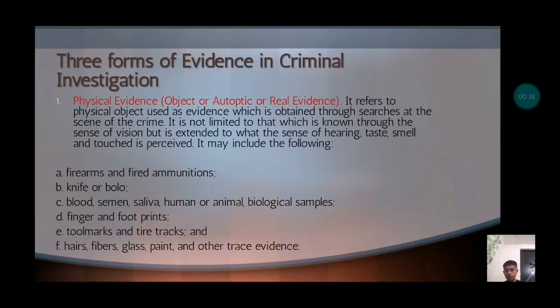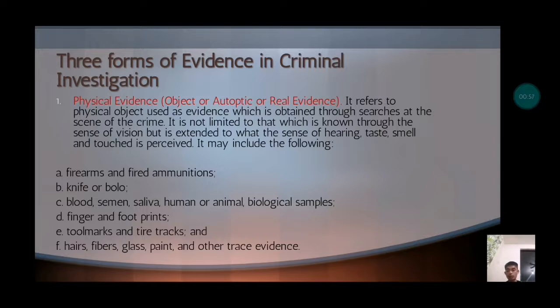Legally, object evidence refers to evidence made known or addressed to the senses of the court. It is not limited to that which is known through the sense of vision, but is extended to what is perceived through the senses of hearing, taste, smell, and touch.